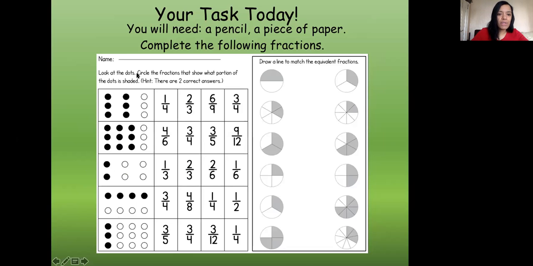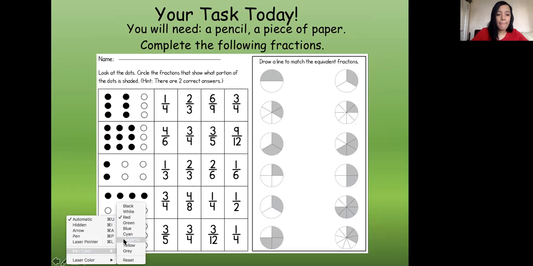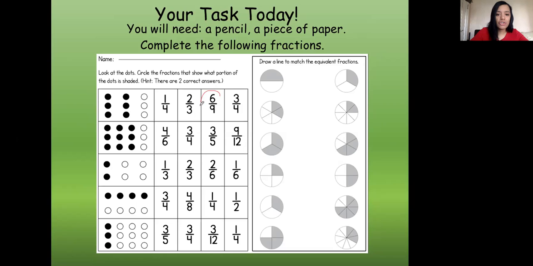that, okay, if we look at the dots here, circle the fractions that show the portion of the dots that's shaded. So for example, if we count here all of the dots, 1, 2, 3, 4, 5, 6, 7, 8, 9. I have 9 total dots. So I would go ahead and circle this one here, the 6/9, right? But then I need to look for its equivalent. Its equivalent is the one that is equal to it.